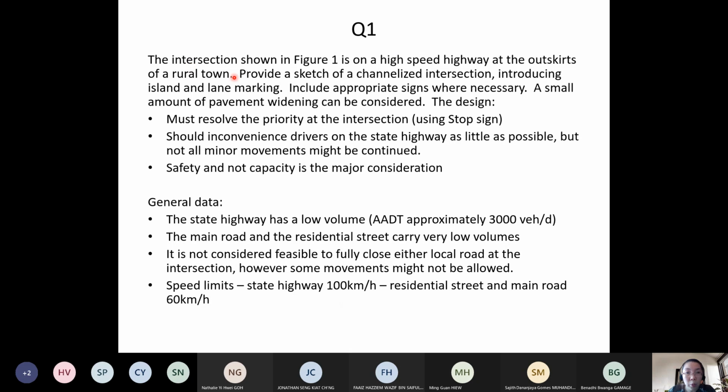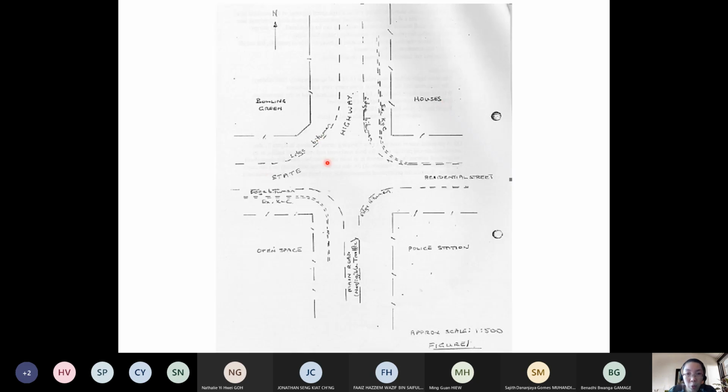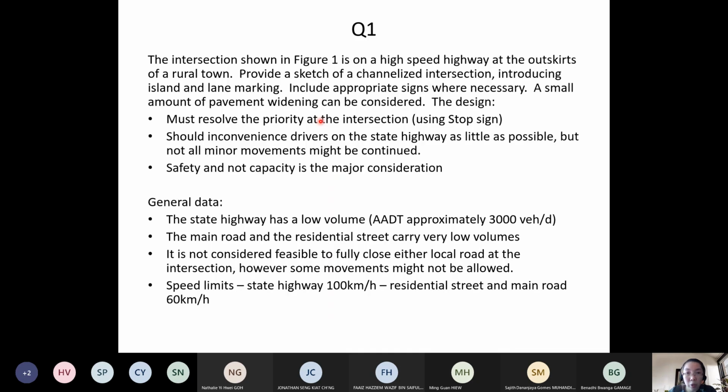All right. So you are to provide a sketch of a channelized intersection. If you look at the drawing, at the moment, there is no line marking. There is no channelization of whatever sort. It's just paved bitumen, just paved highway. That's all. So there's no line marking, and you are to sketch a channelized intersection, introducing islands as well as lane marking. So include whatever appropriate signs where necessary.